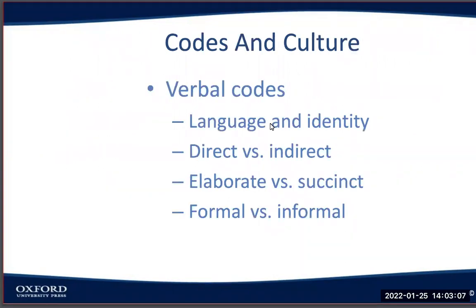Next, we look at codes and culture, and we start with verbal codes. The world's languages show remarkable similarities, but there are also significant differences in the verbal codes that exist within and between a language group. People feel most confident and comfortable when they communicate in their native language with people in their own culture. There are three types of cultural differences in verbal style that have been identified. First we address language and identity, and then we have direct versus indirect, elaborate versus succinct, and formal versus informal.